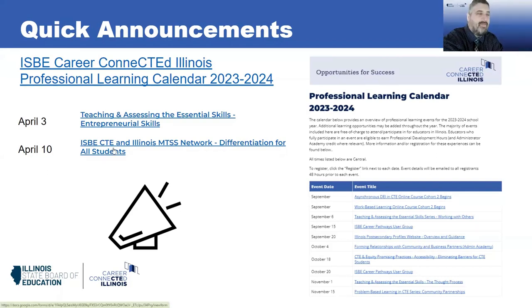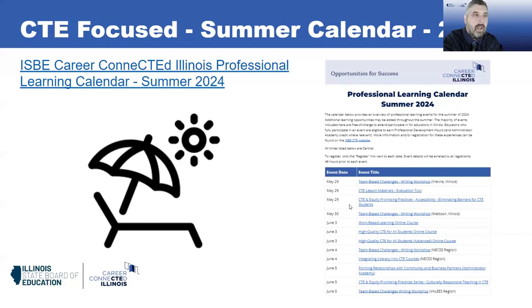Thank you. Just a few other quick announcements as we have a few trainings coming up for professional development on April 3rd and April 10th. If you want to check out our professional learning calendar, those are accessible on the calendar that is linked right here. We also have our summer calendar that is open, as we're going on the road this summer. If you want to check out where we're going to be and participate in some of those, we're going to be all over the state of Illinois.